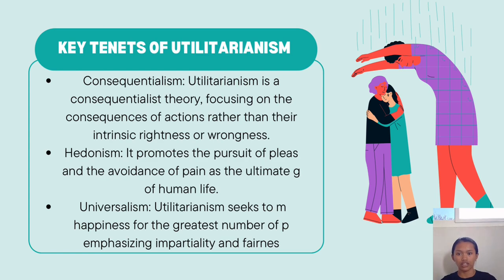Next, the third is universalism. Universalism means that we should consider the happiness of everyone, not just ourselves or a specific group. Each person's happiness is equally important. For example, when making a decision in a group project, you should think about what will benefit all members, not just your own preference.